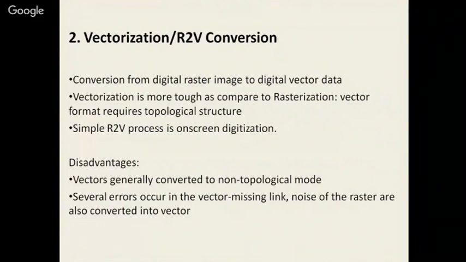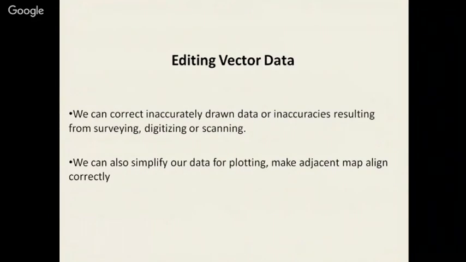Vector data generally converts to a non-topological mode. When we digitize vector data, it tends to convert in a non-topological mode, so later on we have to create the topological relationships. Several errors occur in the vector, such as missing links. Noise in the raster images also tends to get converted into vector form.